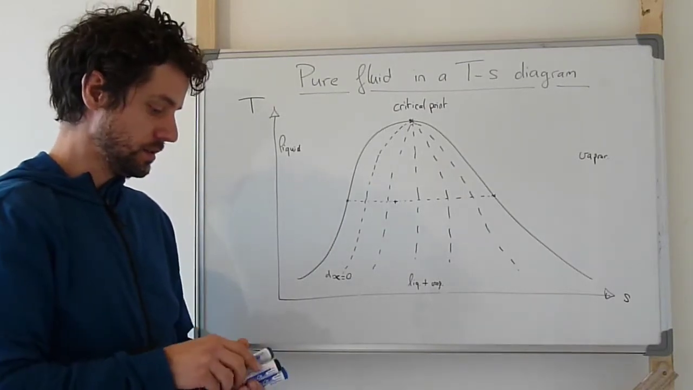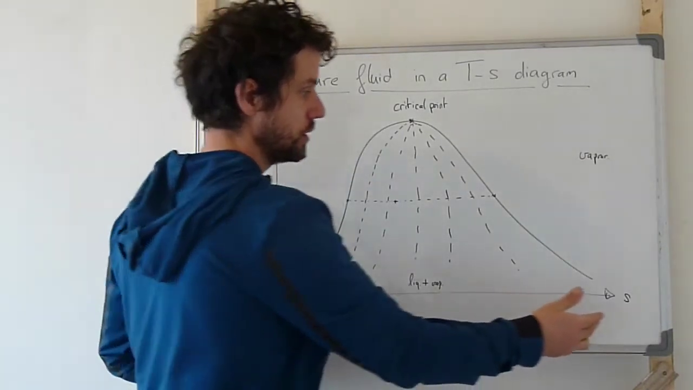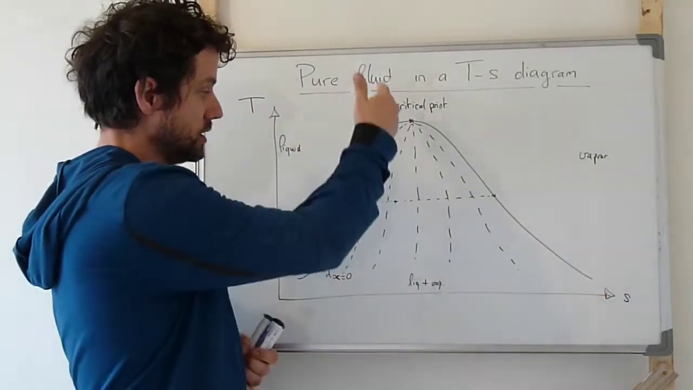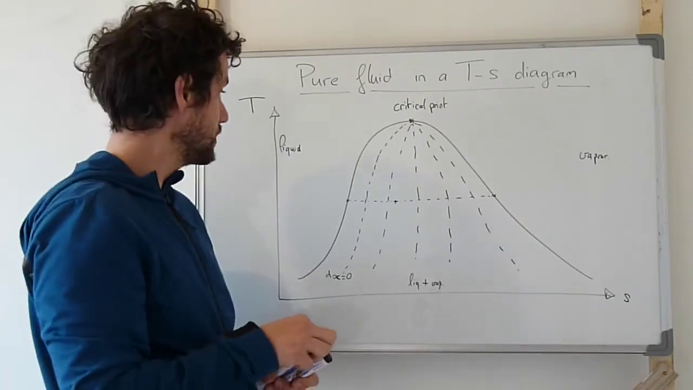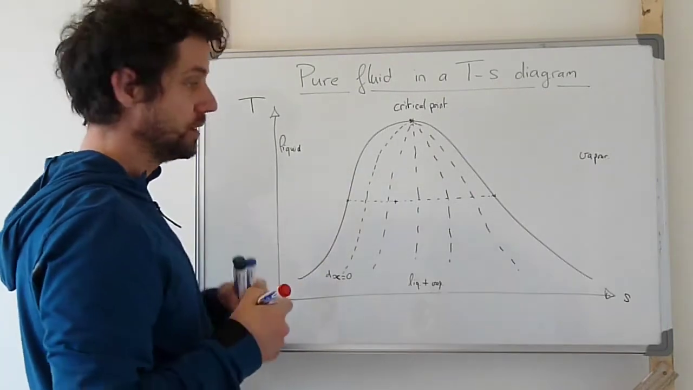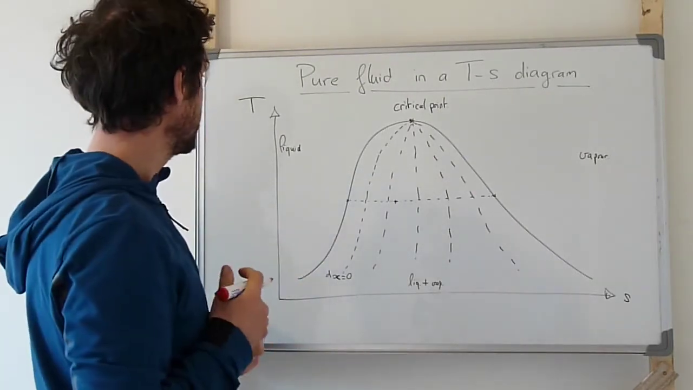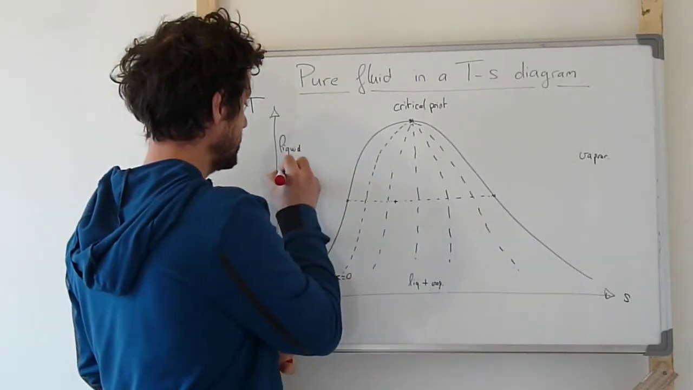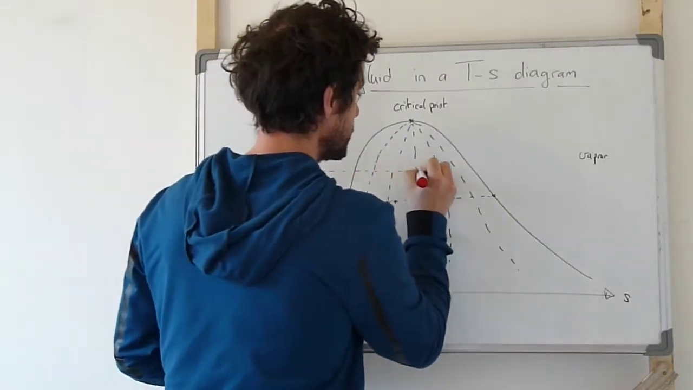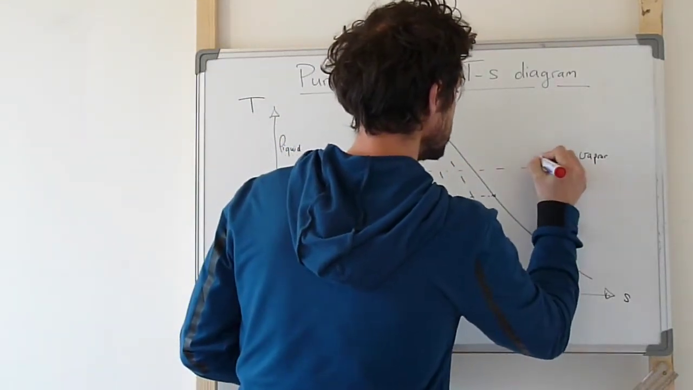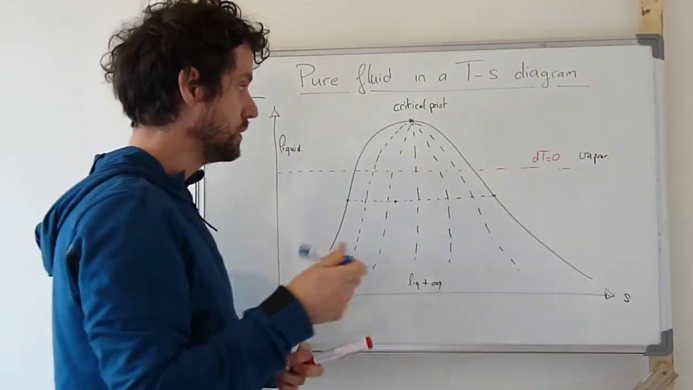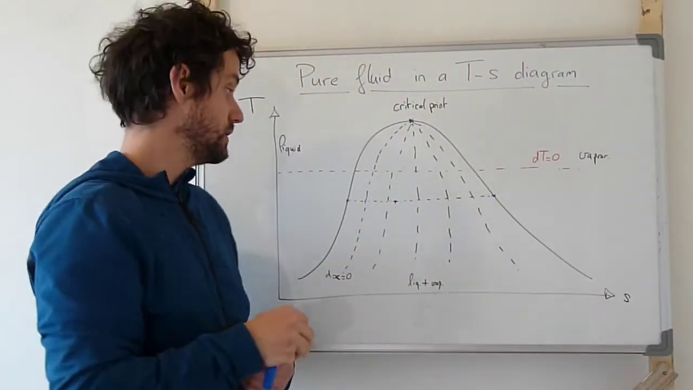So then, on the x-axis we have the specific entropy, so we can simply read the specific entropy. On the y-axis we have the temperature, so the isothermal lines are of course horizontal. T is equal to constant. Then what else do we want to read on this?